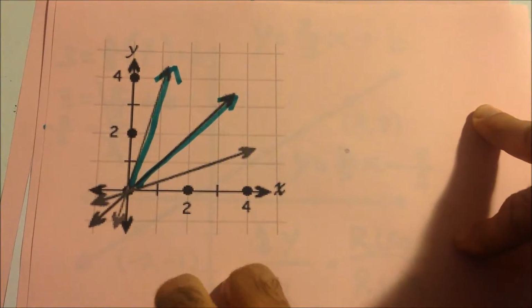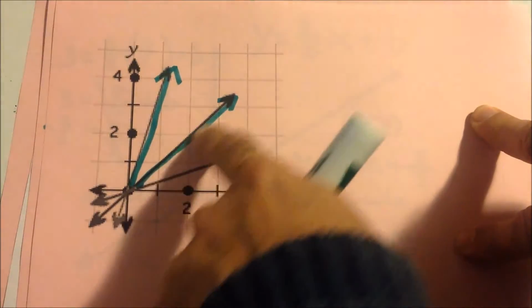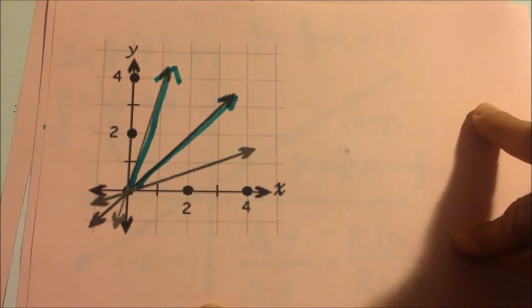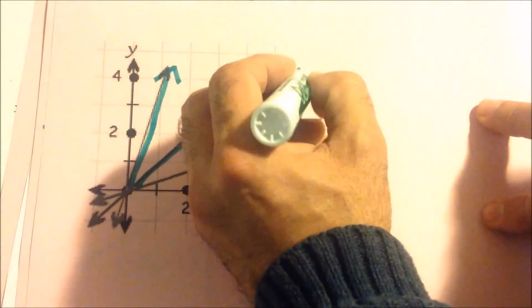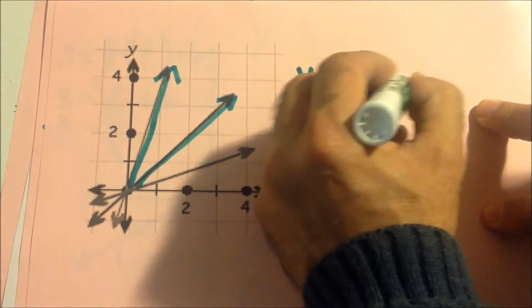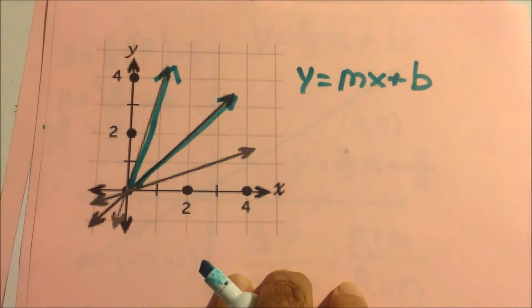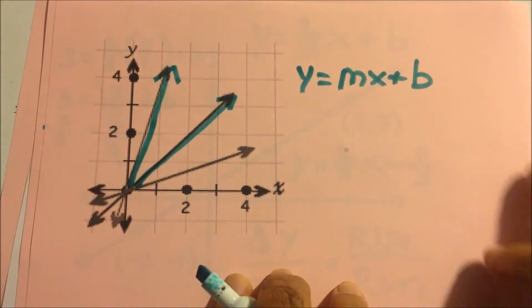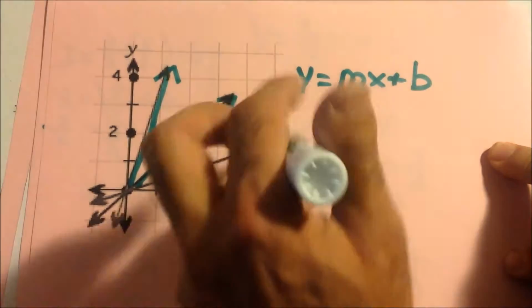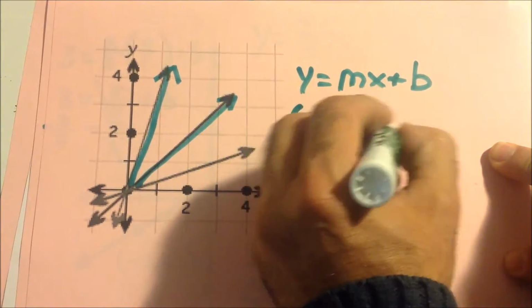Okay, so let's see if we can find the equation of this line. The middle line, what is the equation? So we have y equals mx plus b. And this again is in slope-intercept form. There's a standard form that we're going to go over soon. And we need some points here. We need some pairs on the grid.